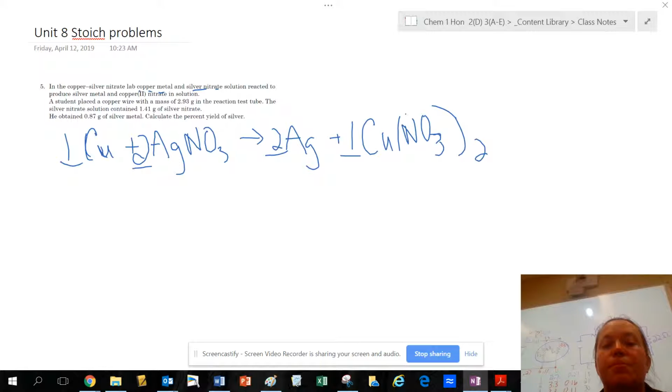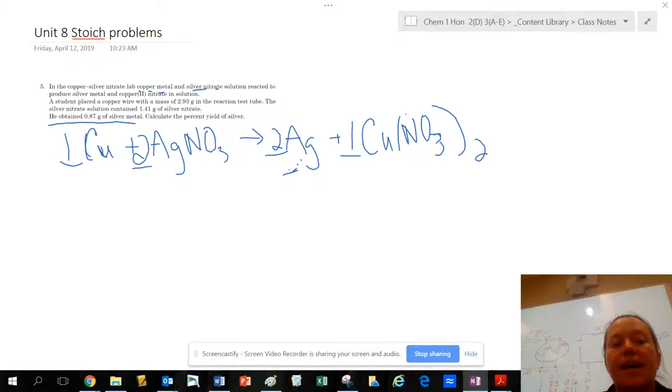So this problem takes you through not only calculating our theoretical yield of our product, silver, over here, but we're also going to compare it to what we actually got and try to figure out how our reaction went and calculate a percent yield. So at the end of the day, that's what we're doing.